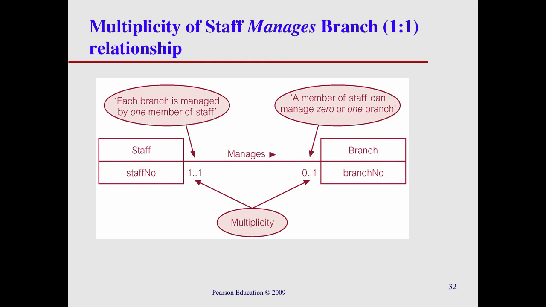So when you're trying to come up with these things, it helps to ask, if I'm saying staff manages, how many, what's the minimum number it can manage and the maximum number, and then you put that next to the dependent entity. So in this case, a staff manages how many, and conversely, a branch is managed by how many. So a branch is managed by a minimum of one manager and a maximum of one manager.